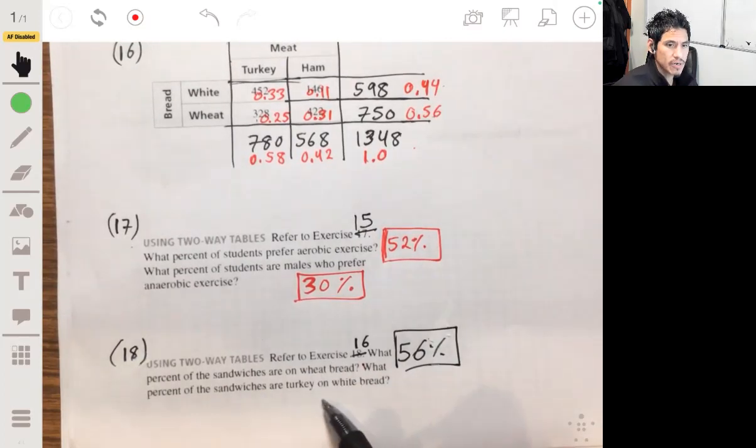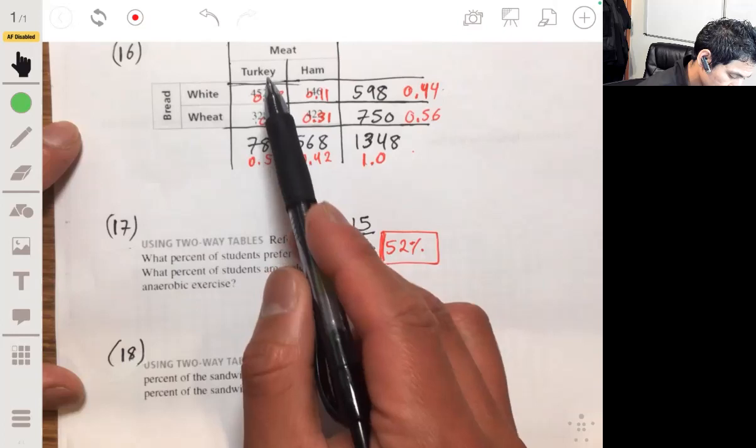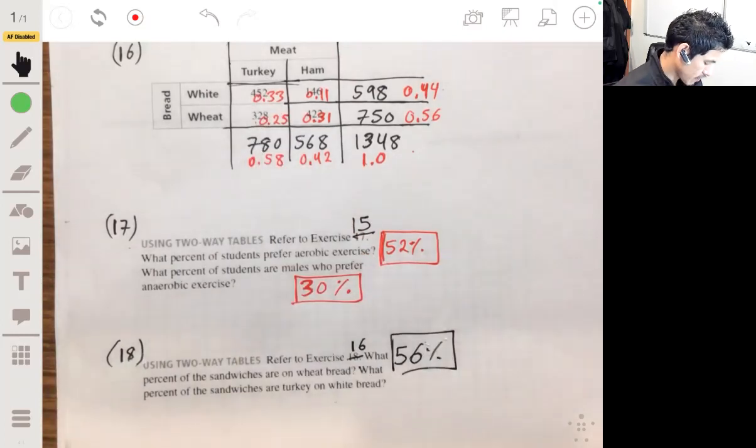What percent of the sandwiches are turkey on white bread? So turkey intersecting with white bread, right here, the 33 percentile.